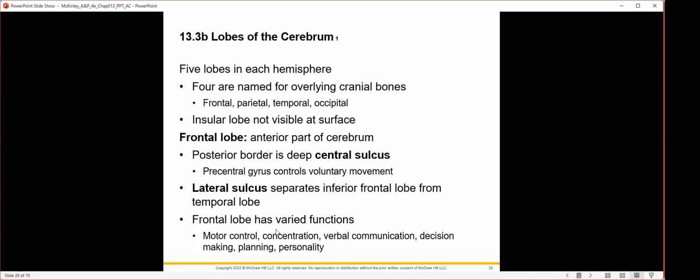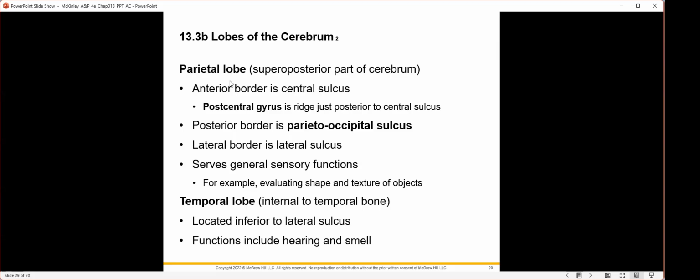The frontal lobe has a variety of functions. Its functions include motor control, concentration, verbal communication, decision-making, planning, and personality. People who are in car accidents or motorcycle accidents and have sustained damage to their frontal lobe are going to lack motor control. They might have complete personality changes, and they might change their decision-making and their complex thought processes.